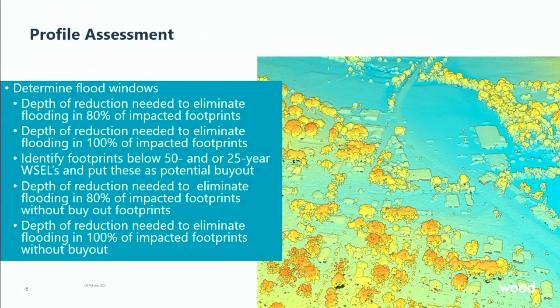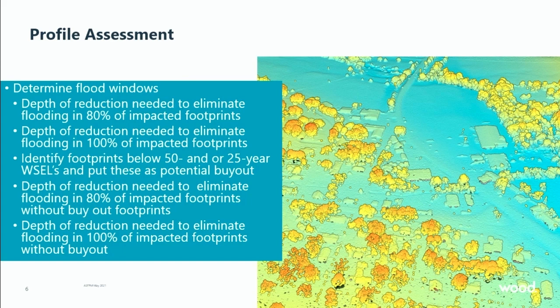So what you do with those profiles is you develop flood windows, as I call them. You look at the depth of reduction needed to eliminate flooding in about 80% of the impacted footprints. So you take the elevation of the one at the highest in the profile, and you take the elevation of the one at the lowest in the profile, and you might figure out that you need to reduce the water surface elevation 3.5 feet in order to get all of those structures out of that backwater profile. Then you also look at those as what it would take to take 100% of the impacted footprints out.